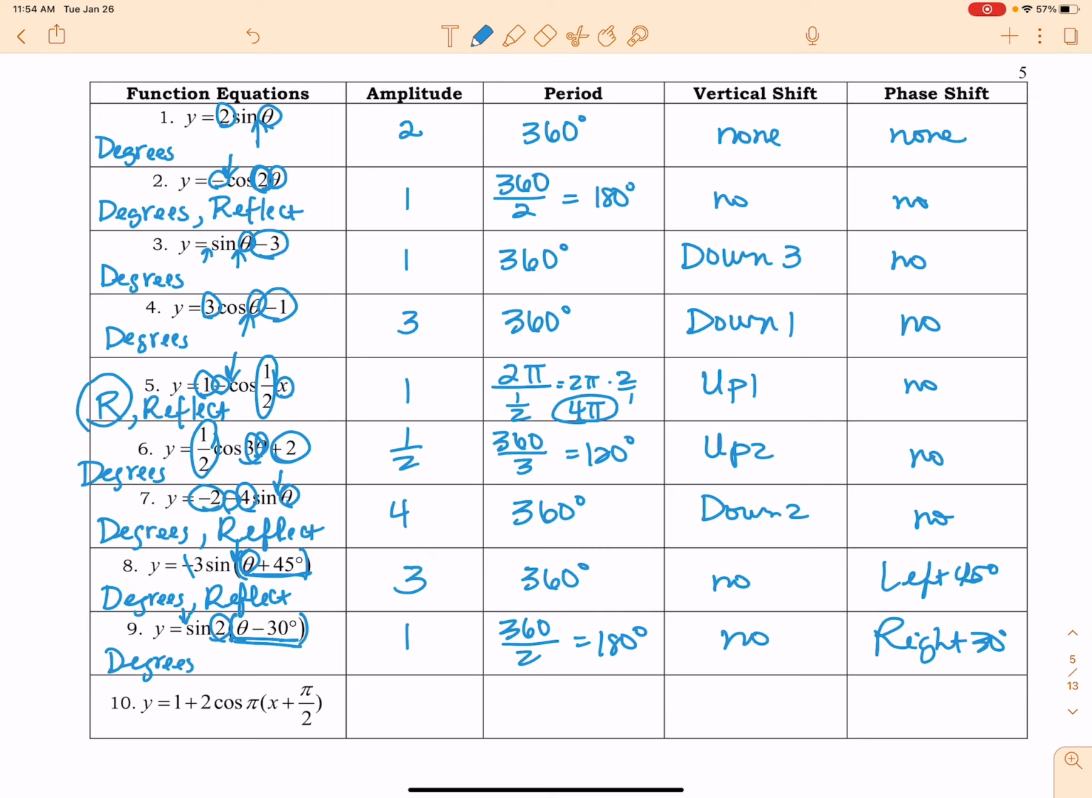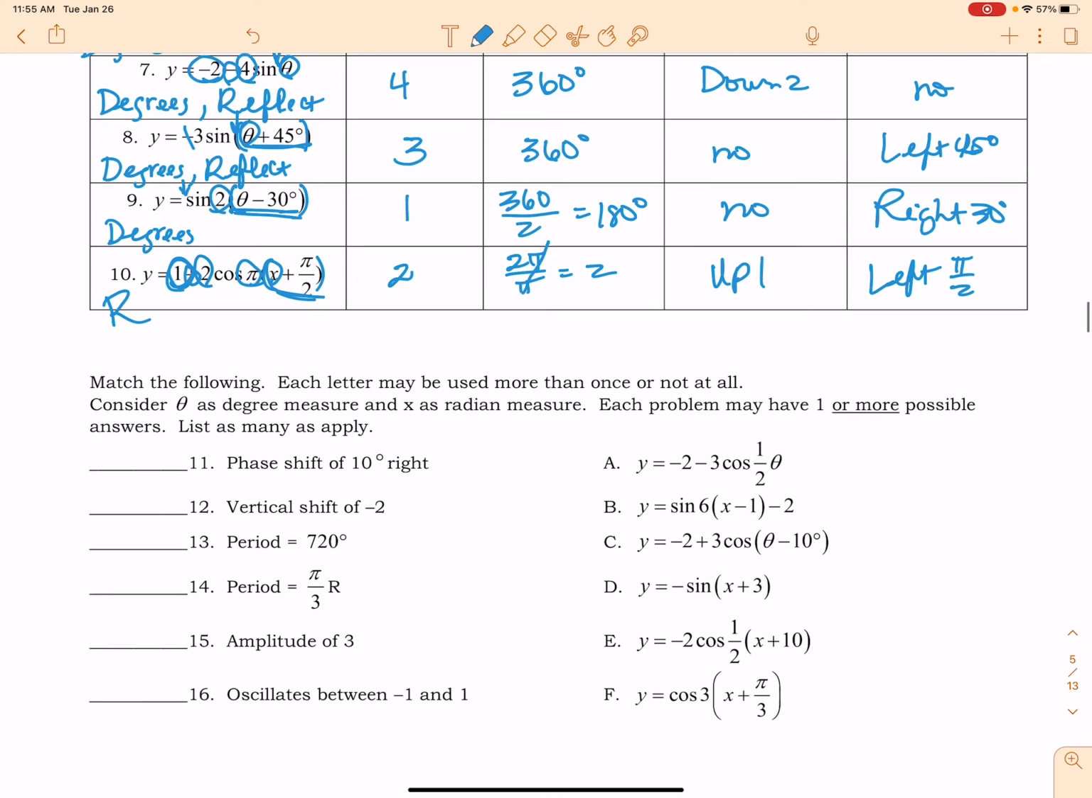Okay, and here's our last problem in our table. We have y equals 1 plus 2 cosine pi times, okay, our parentheses x plus pi over 2. All right, we are in radians because we have an x right here. We do not have a reflection because this is positive. The amplitude, of course, is going to be 2. The period is going to be 2 pi divided by pi, which is 2. It's just reducing. And then a vertical shift, we do have a vertical shift of up 1. And we do have a phase shift, which would be left pi over 2.